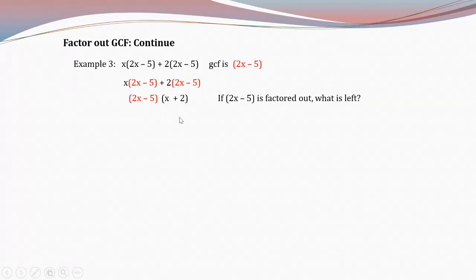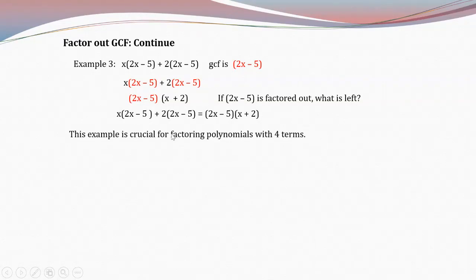So this is my solution, guys. Okay. So this is a complete form of factoring out, right? So if you have x times 2x minus 5, close parentheses, plus 2 times 2x minus 5, is equal to 2x minus 5 times x plus 2. This example is crucial for factoring polynomials with 4 terms. Okay, now if 4 terms, right, we do it by grouping.